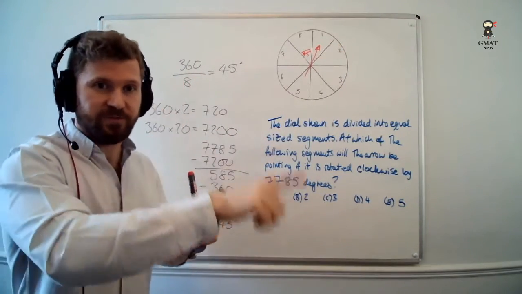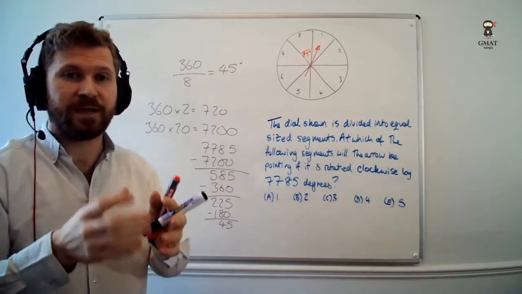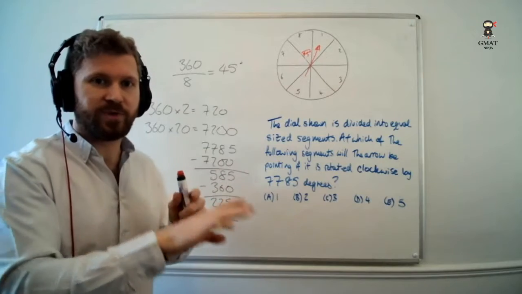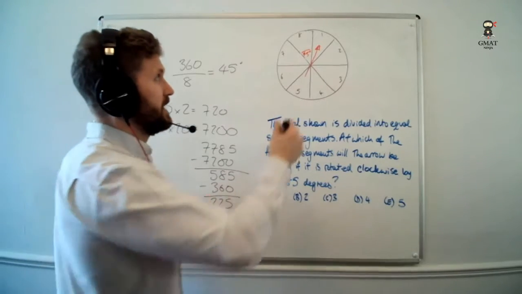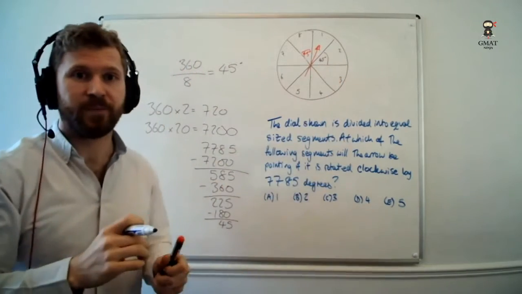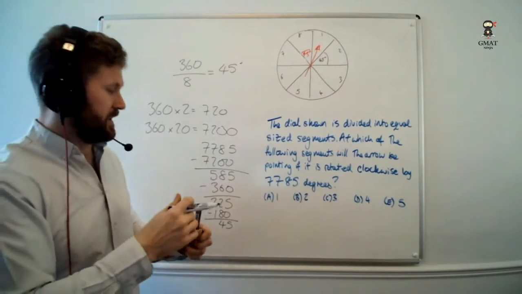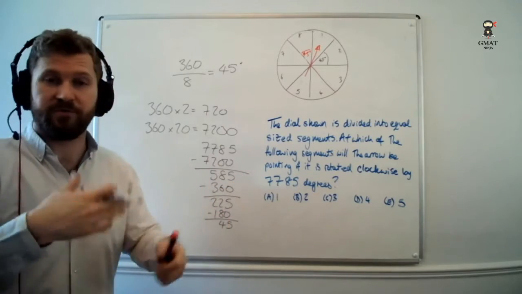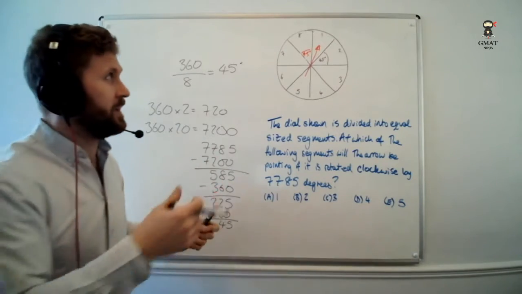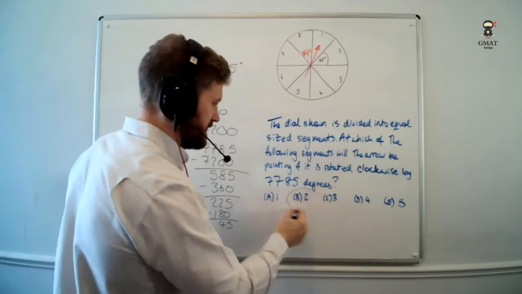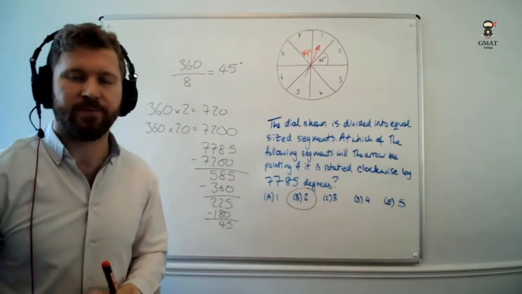If I move it 45 degrees clockwise, I know that's a move that's big enough to leave the 1, but not big enough to go right through the 2 into the 3, because that section is 45 degrees itself. Which means that if I move 7,785 degrees, I'm going to do a load of turns. Doesn't matter how many. Then I'm going to do a half turn to point towards 1. 45 degrees more, I'm going to be pointing at 2. And so my answer here will be B.